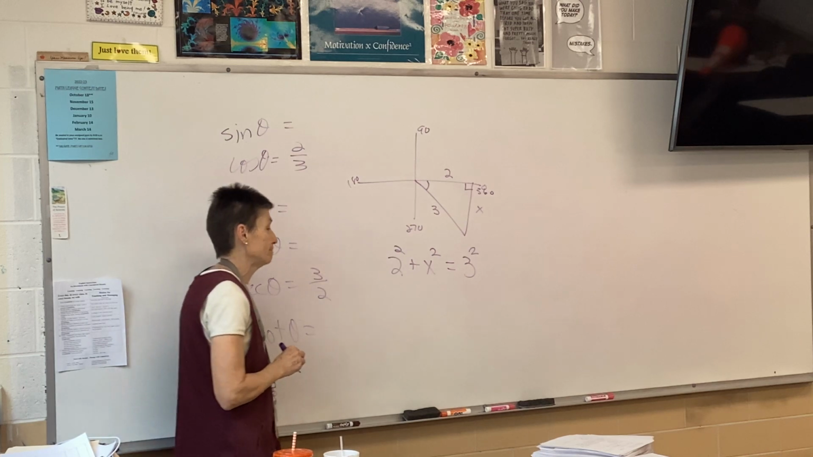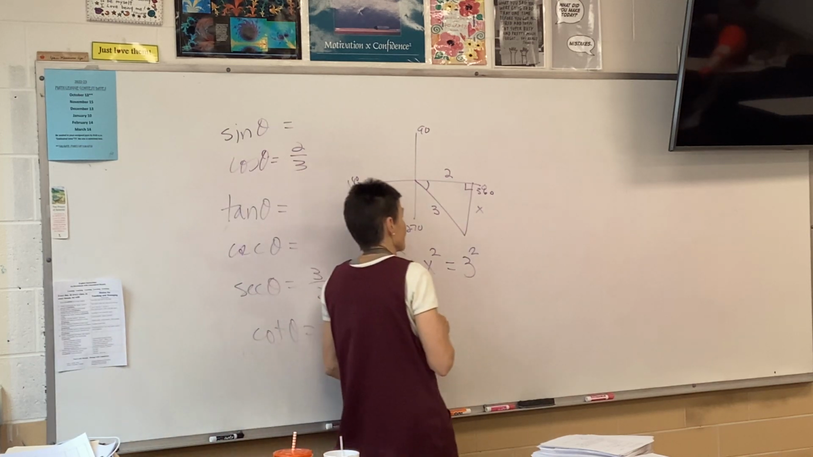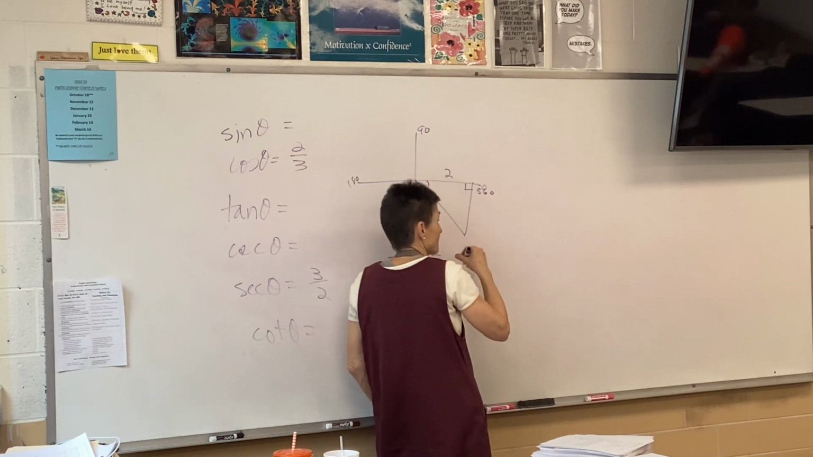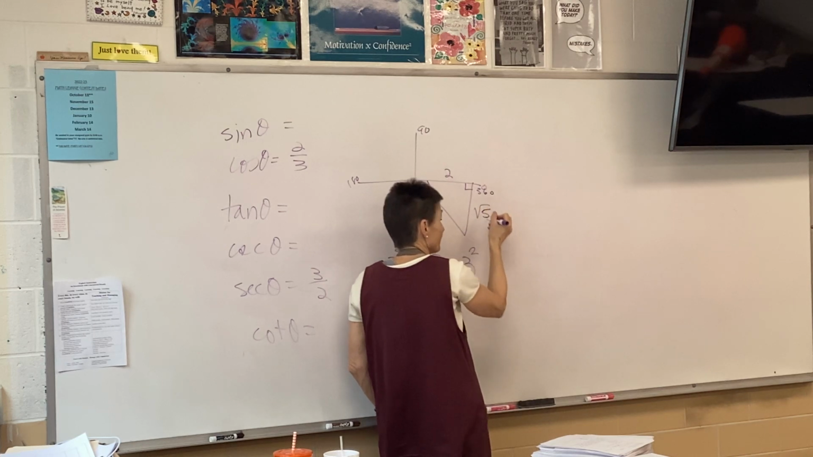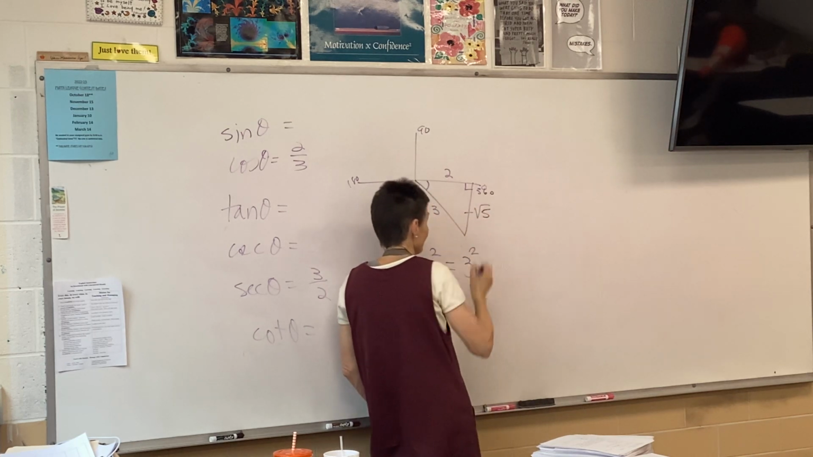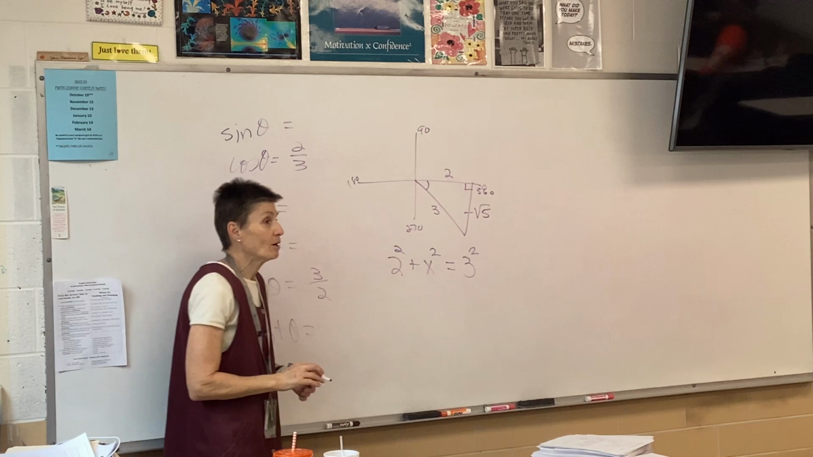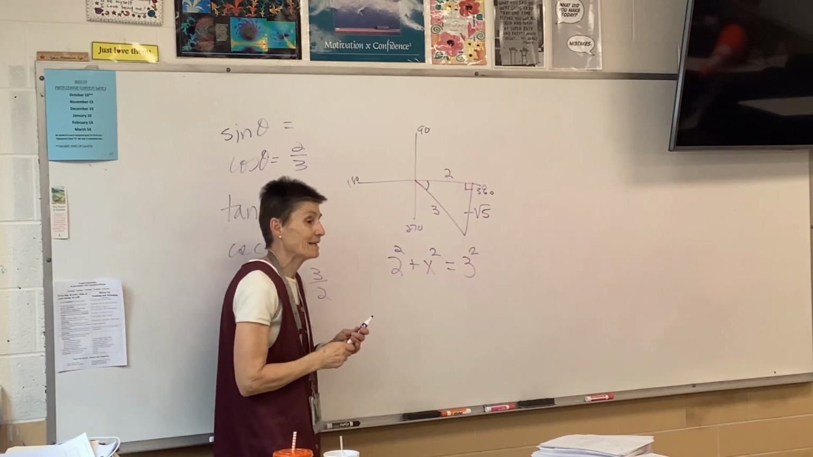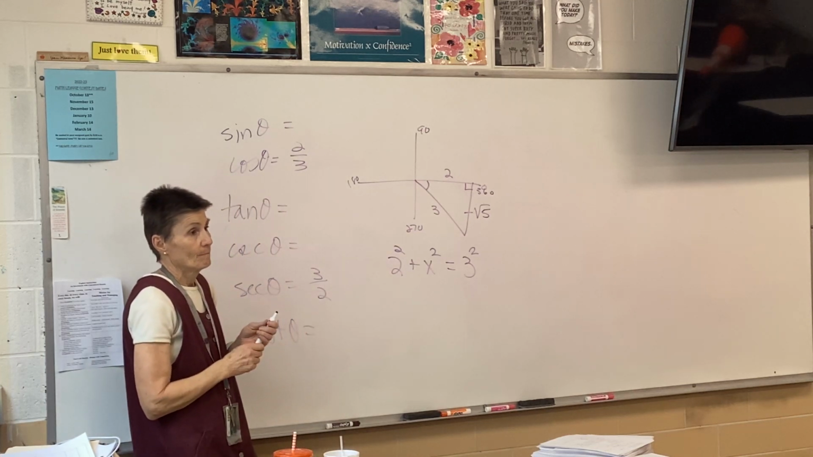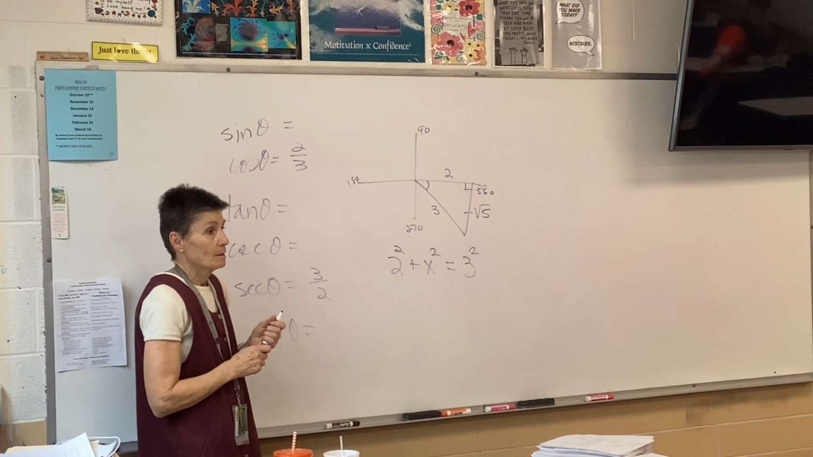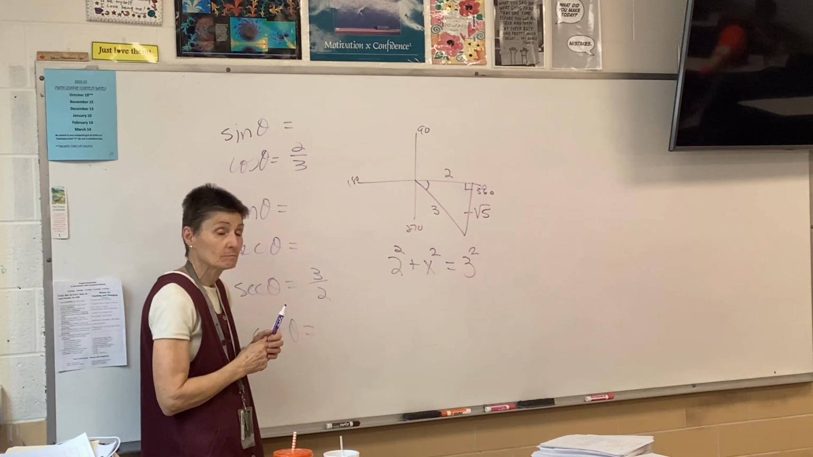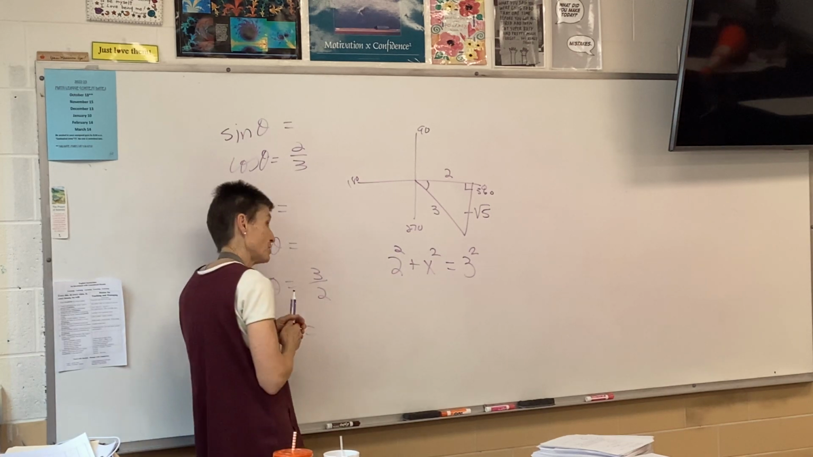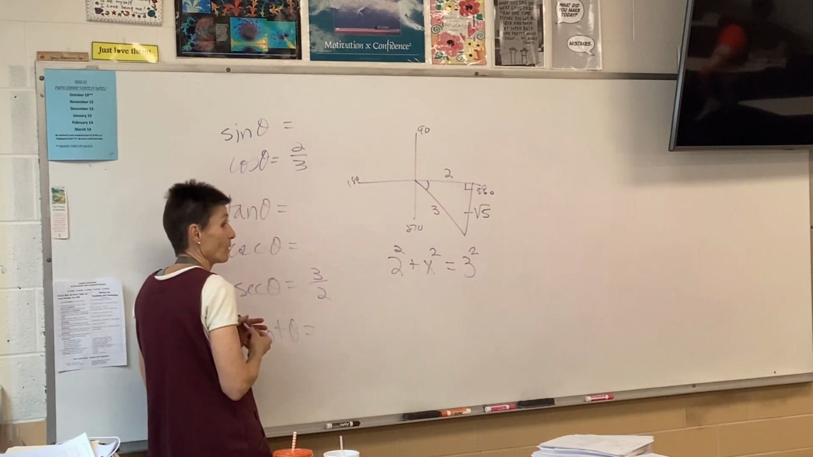So what is this missing piece? Root 5. Negative root 5. Negative. Gotta be on your toes. Why is it negative? Because it's going down. Once you get that, you can pretty much fill in the rest.